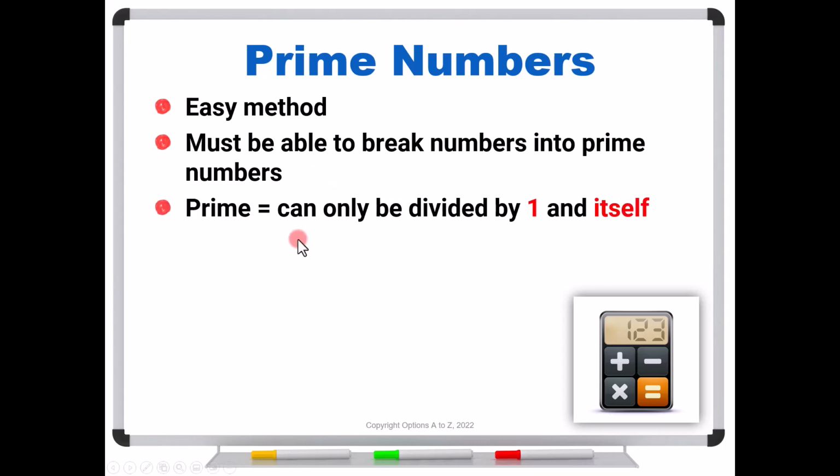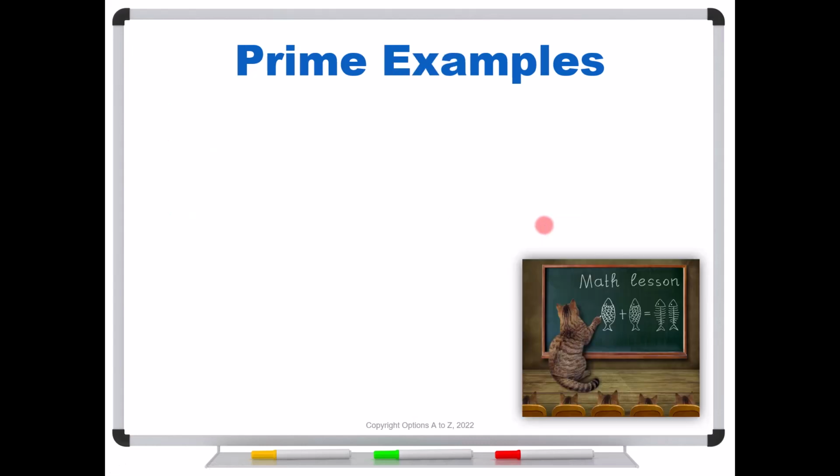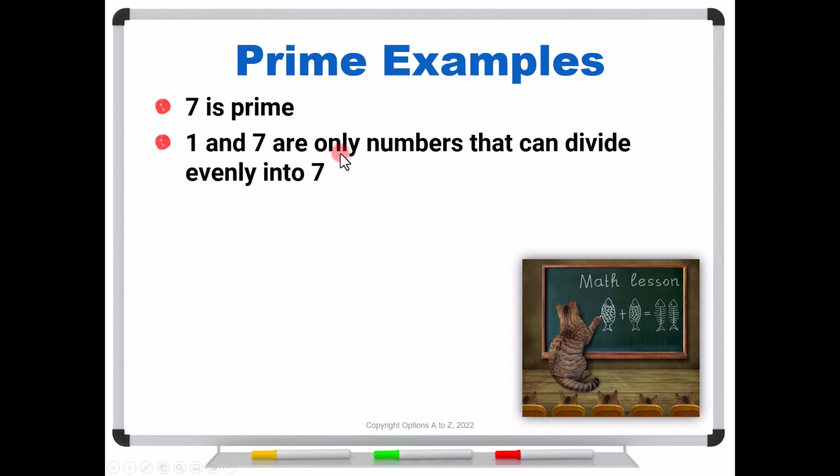So recall that a prime number can only be divided by 1 and itself. Now this of course means that we can divide evenly into the number. So for example, 7 is prime. 1 and 7 are the only numbers that can divide evenly into 7, right? 2 can't divide, at least not evenly. 3, 4, 5, 6 can't. 1 and 7 are it.